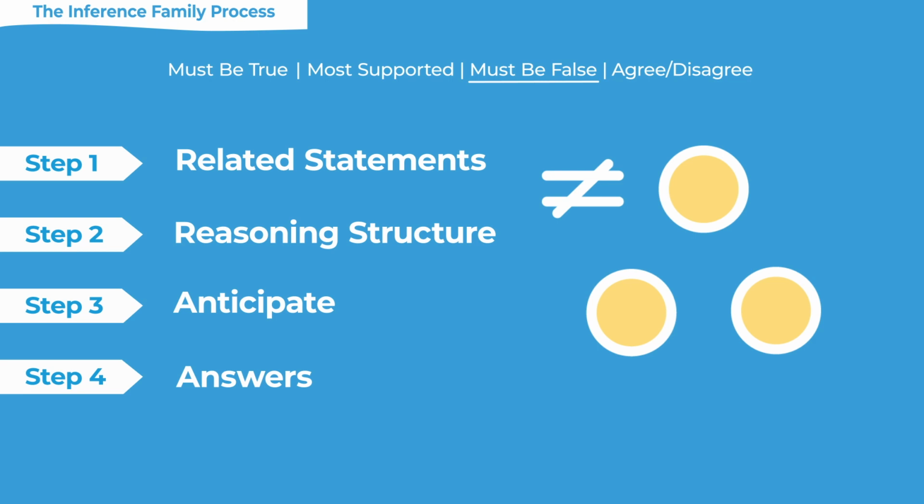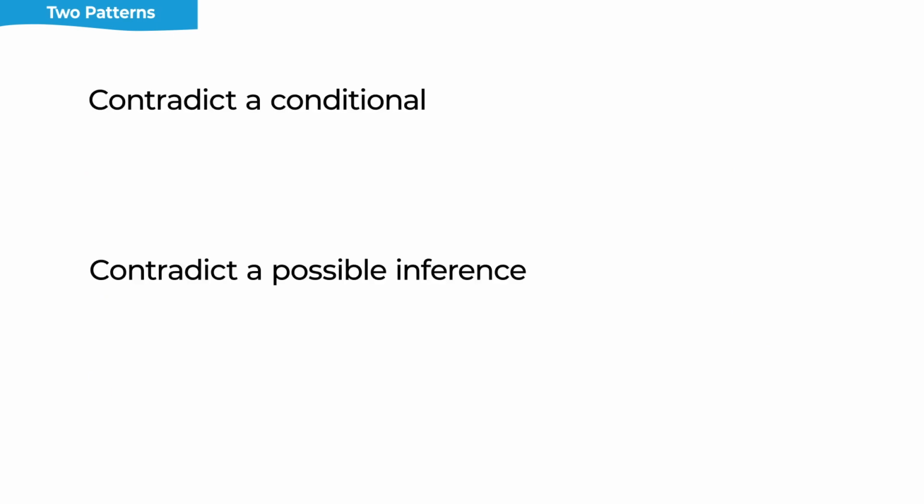When it comes to step 3, anticipating an answer, there are 2 main directions that you will usually see a correct answer go on a must be false. It'll typically either contradict a conditional statement that we were given, or it'll contradict a possible inference that we could have made. Let's look at each of those.